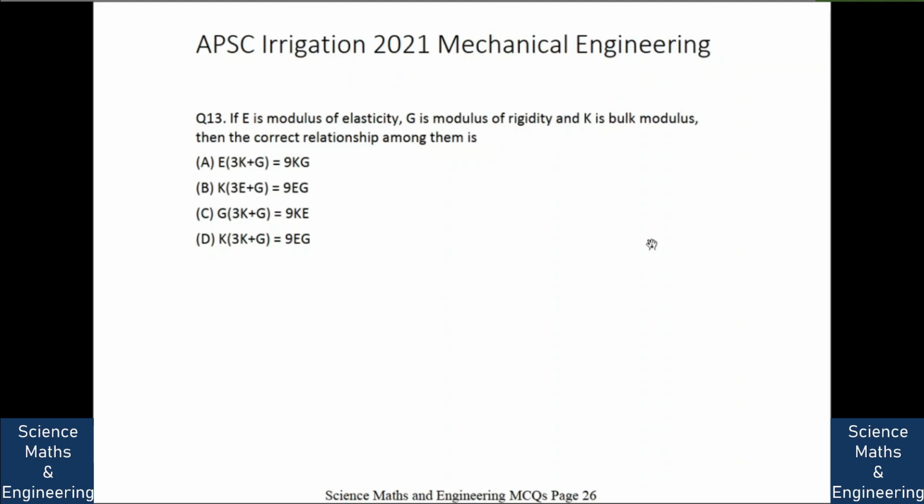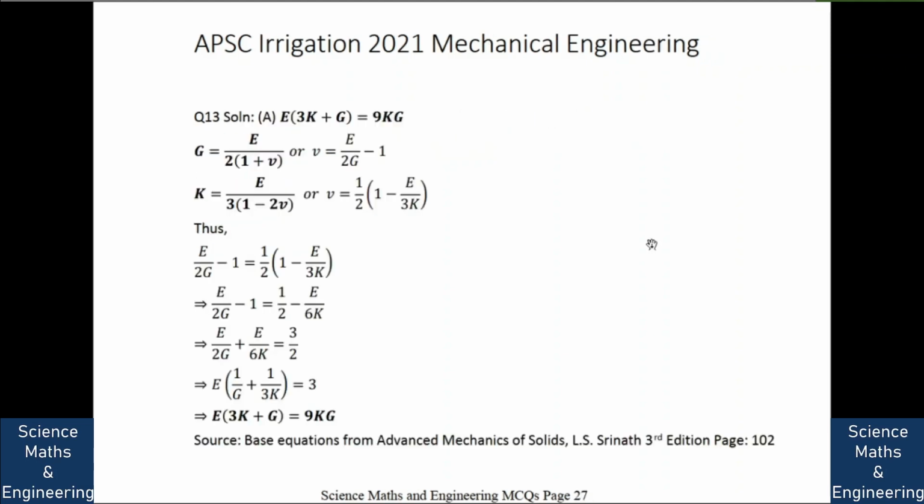So the solution is A, E into thrice (K plus G) equal to 9KG. Now here I have given the derivation. You can pause it and check the derivation. And I have also given the source of the basic equations, that is the equation of G is equal to E by 2 into (1 plus nu), and K is equal to E divided by 3 into (1 minus twice nu). So after that, by simple arithmetic, we can solve it and we can find the answer. So we'll go to the next question.